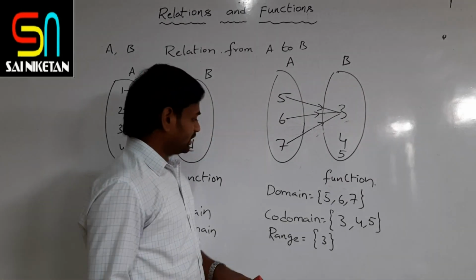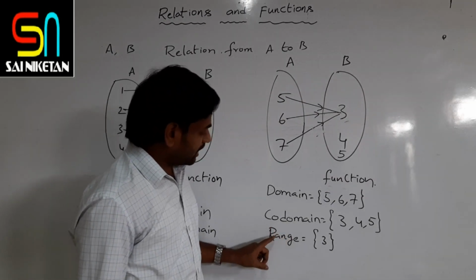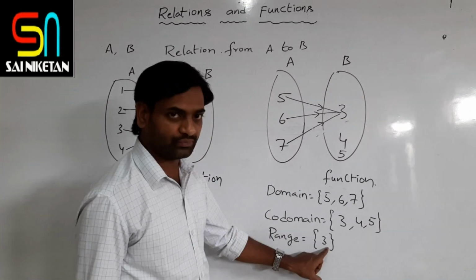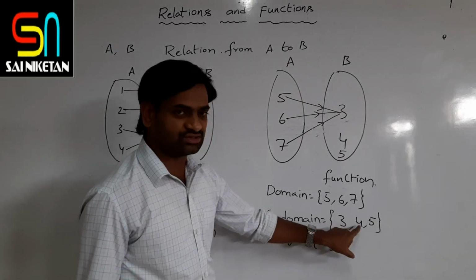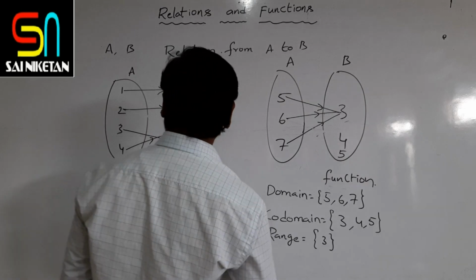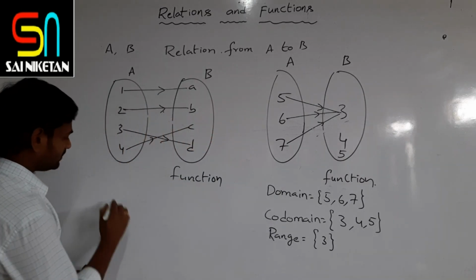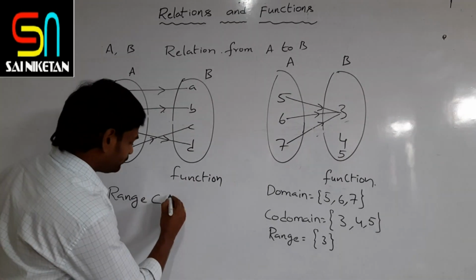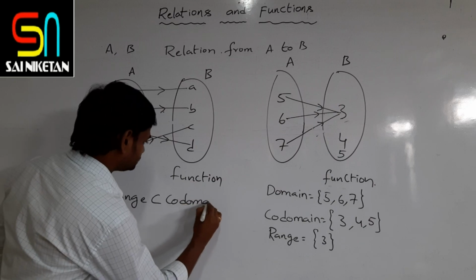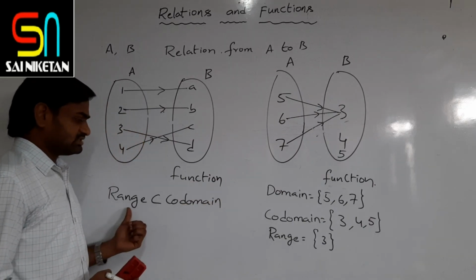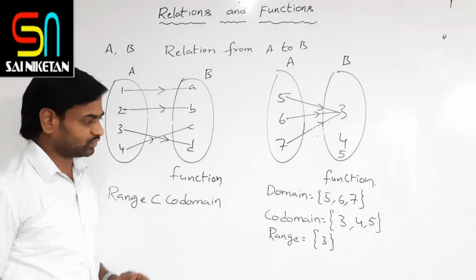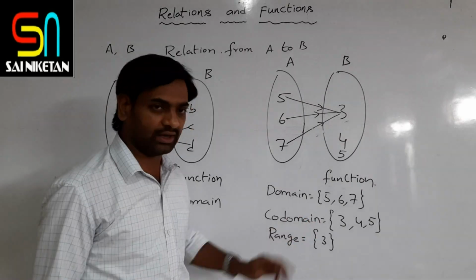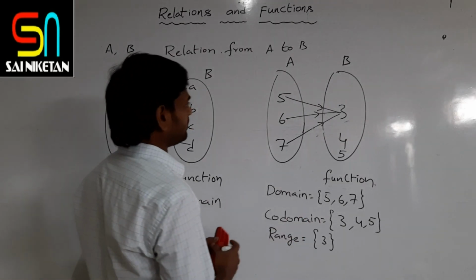See here, if you observe, all the elements of the range are in the codomain, that is 3. In the range there is 3, so this 3 is in the codomain also. Now can I write here: range is a subset of codomain. Range is a subset of codomain. Okay, it is clear, because every element of the range is in the codomain.